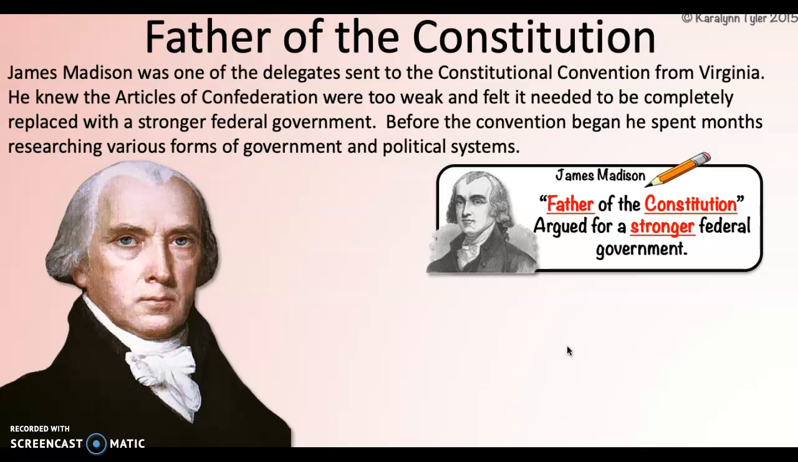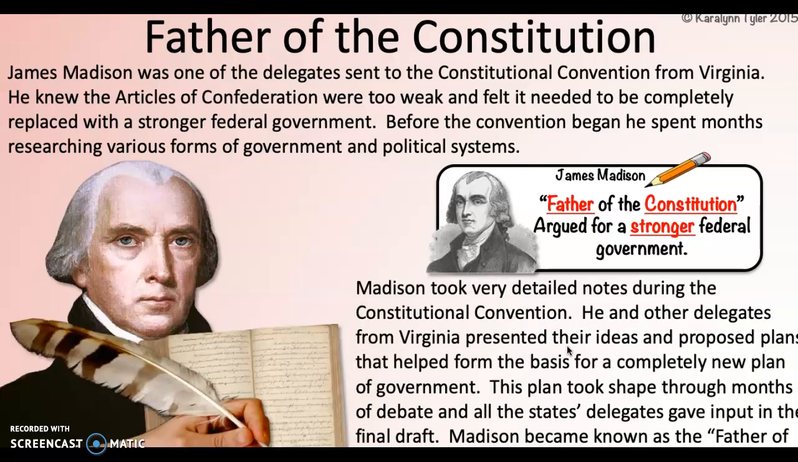He was on the side that argued for a stronger federal government, and he left very detailed notes for us as primary source documents that allow us to know almost a play-by-play in terms of what happened daily at the convention, in terms of the debates that took place, the issues that arose, the topics that they covered. Through his careful note-taking and his careful studying, Madison becomes known as the father of the Constitution, who helped start to plan the shape of our new Constitution.